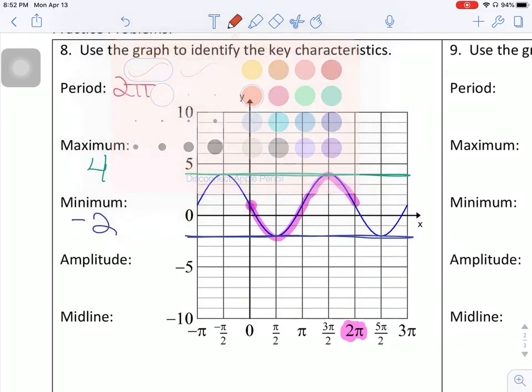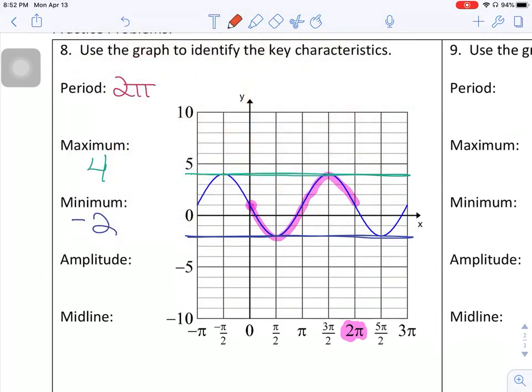So let's see, midline is going to be right between 4 and -2. So if I do 1/2 the average, so 4 plus -2, 1/2 of 4 plus -2 is 2, so my midline should be y equals 1. Go ahead and draw that in. Actually, I don't need it to be dotted. I'm just going to go ahead and solidly draw that in. There we go. Okay, there's the midline.